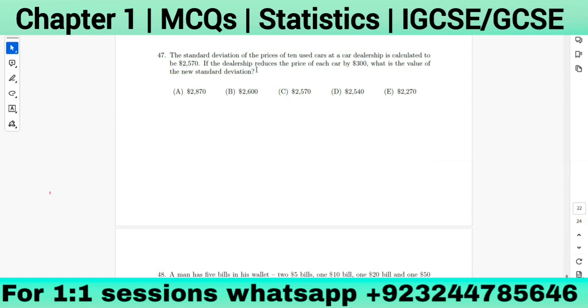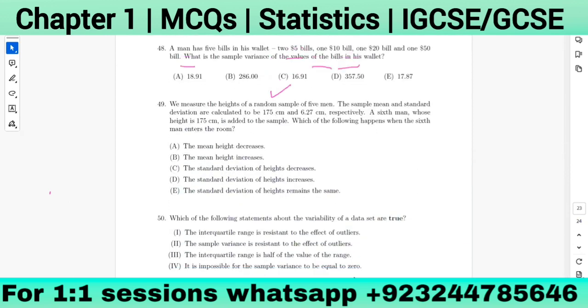The standard deviation of the prices of 10 used cars at a car dealership is calculated to be $2,570. If the dealership reduces the price of each car by $300, what is the value of the new standard deviation? For the 10 used cars, the standard deviation was 2,570. Now the dealership reduces the price of each car, every car by 300. So the overall result will remain the same. It will remain 2,570 because every car is reduced by 300. The result would change if one or two cars were changed and the others remained the same.